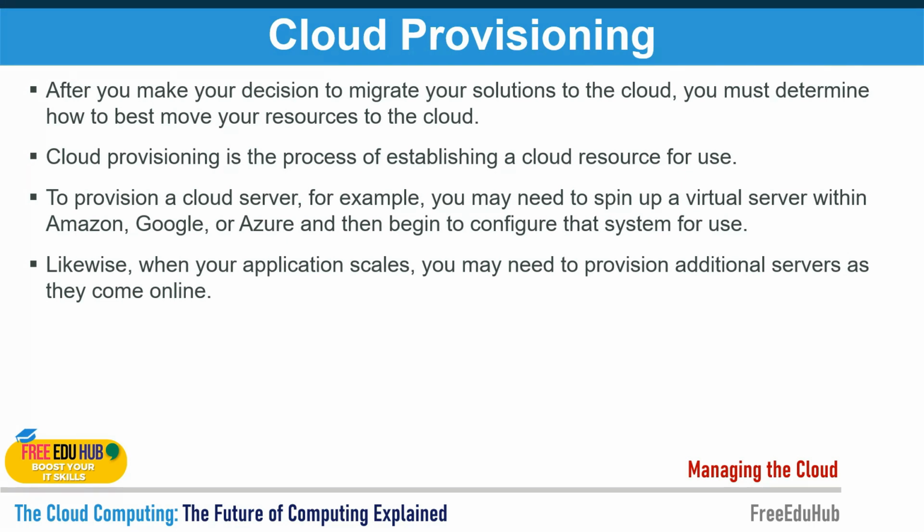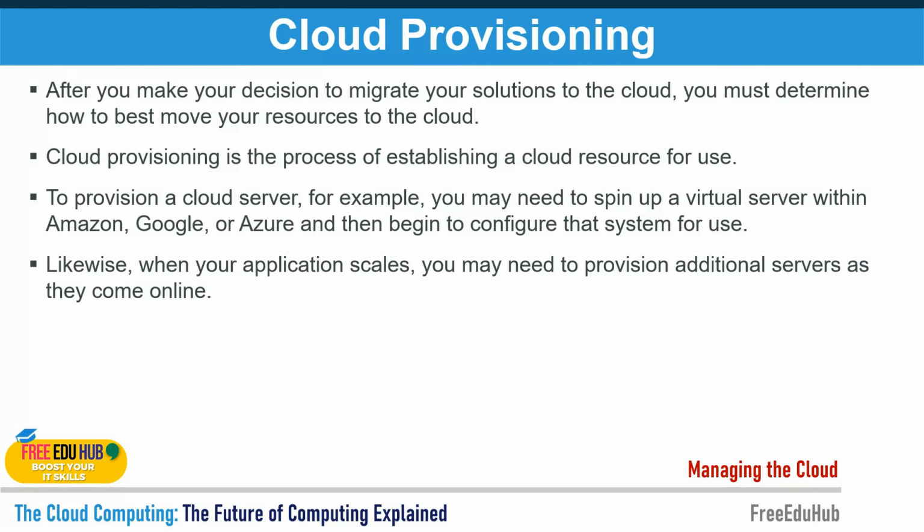Cloud provisioning is the process of establishing cloud resources for use, that is, how many resources will be available in the cloud and how many resources will be available on premises. To provision a cloud server, for example, you may need to spin up a virtual server within Amazon, Google, or Azure, then configure the system for use. So you'll be using Amazon Web Services, Google Services, or Azure based on the services which are provided by those cloud service providers.